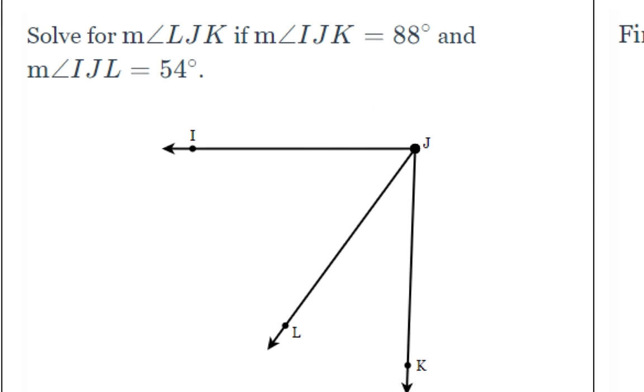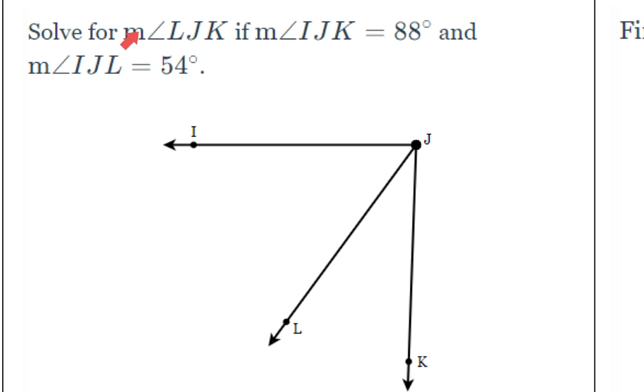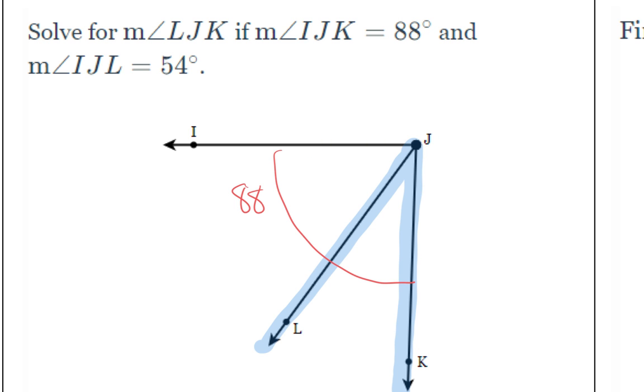Okay, solve for the measurement of angle LJK. So I'm going to trace that out, and I would encourage you to do it on your screen, LJK, when you're working that. So that's what we need to find. If I to J to K, the whole thing, is 88. I to J to L is 54. So just this much is 54.